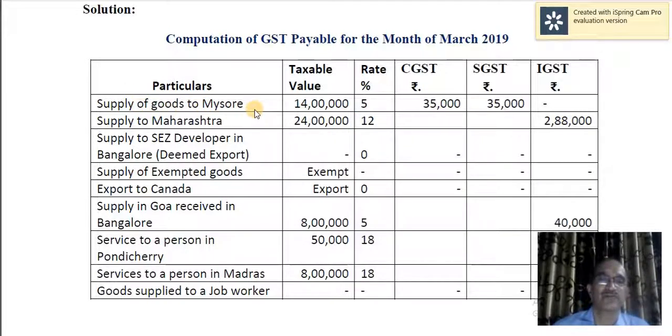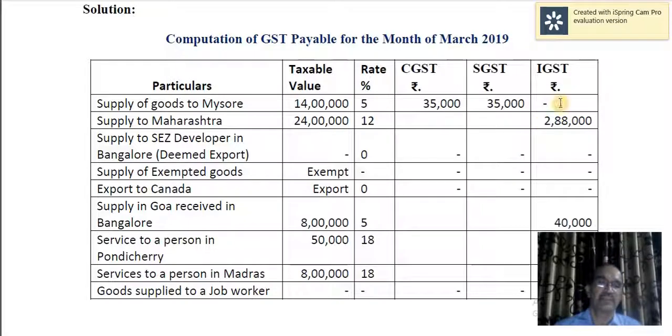Supply of goods to Mysore, I told you that is an intra-state transaction. So CGST and SGST are to be calculated, and 5% is divided into two equal proportions, that is 2.5 and 2.5. 2.5 percent is applied on 14 lakh, so you will get 35,000, and here 35,000, totally 70,000, which is equal to 5% on 14 lakh. Supply to Maharashtra, that is an interstate transaction, so IGST has to be calculated. So 24,000 into 12%, so 2,88,000 IGST.